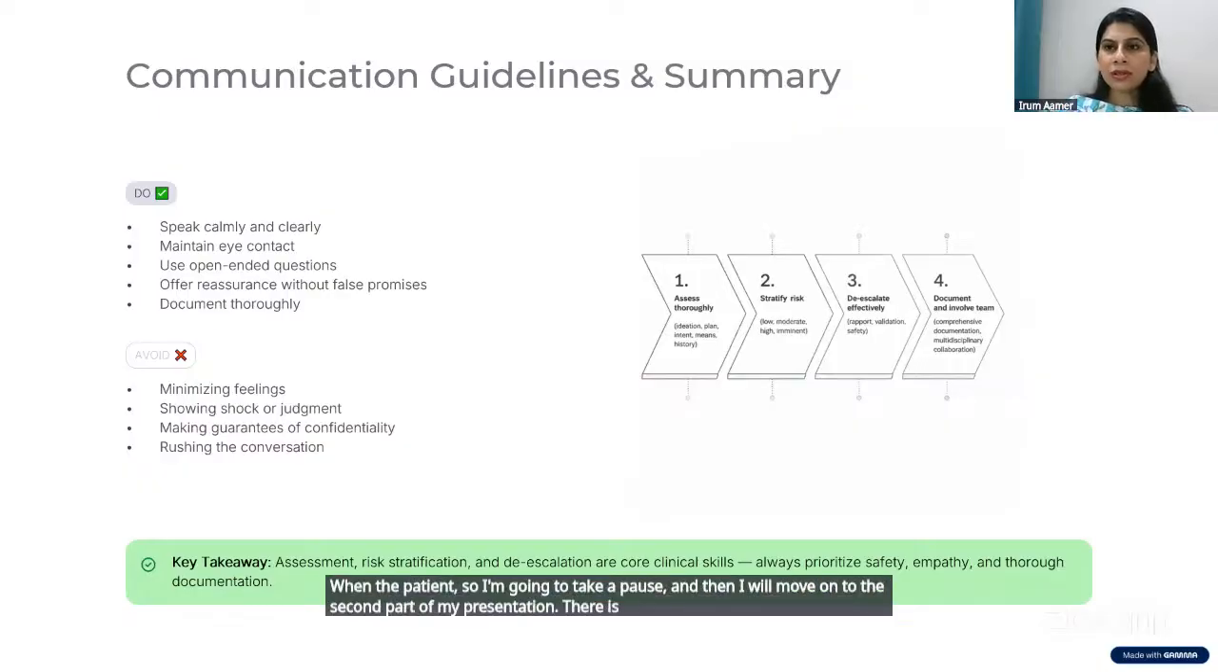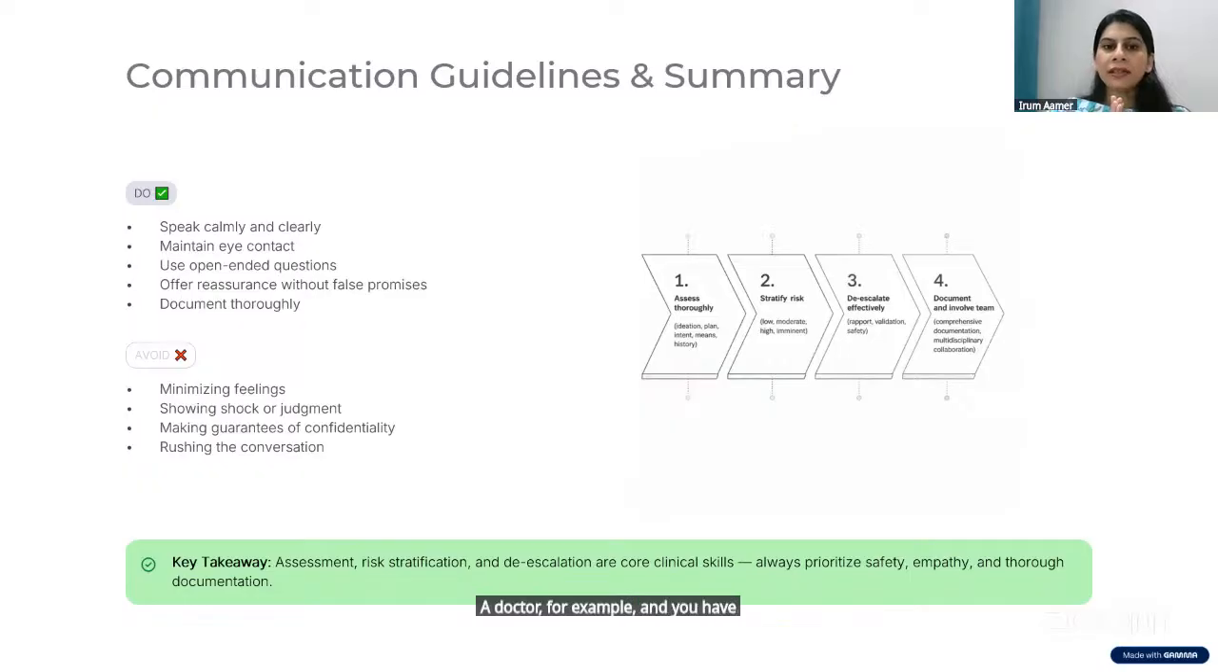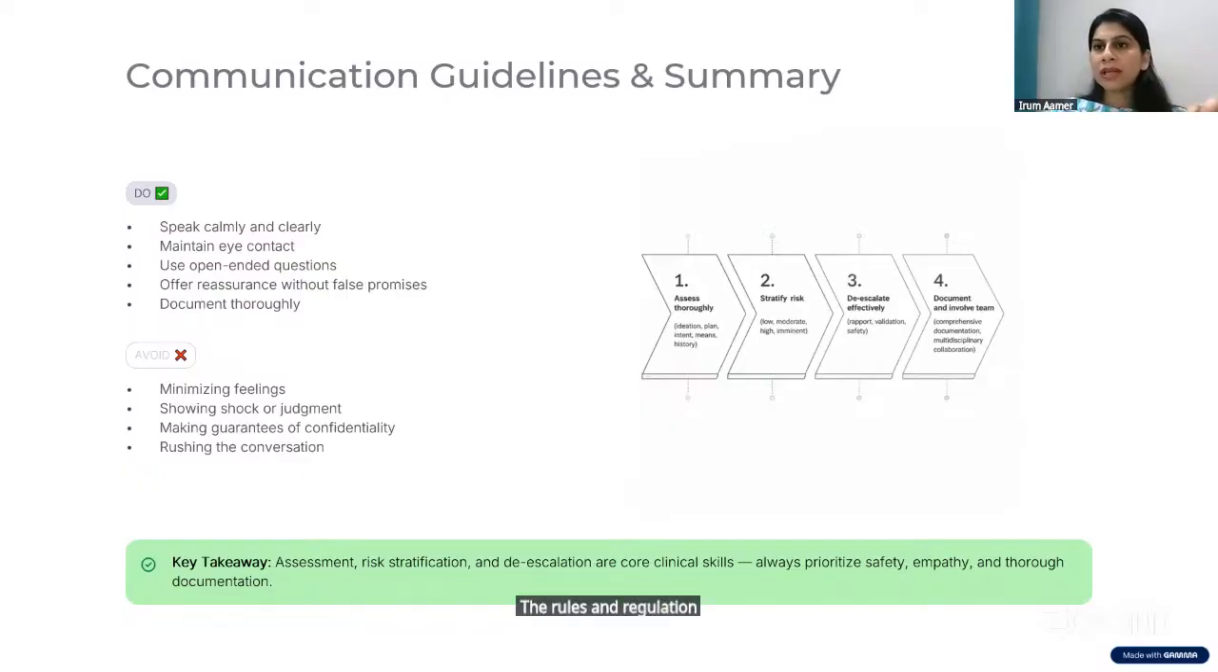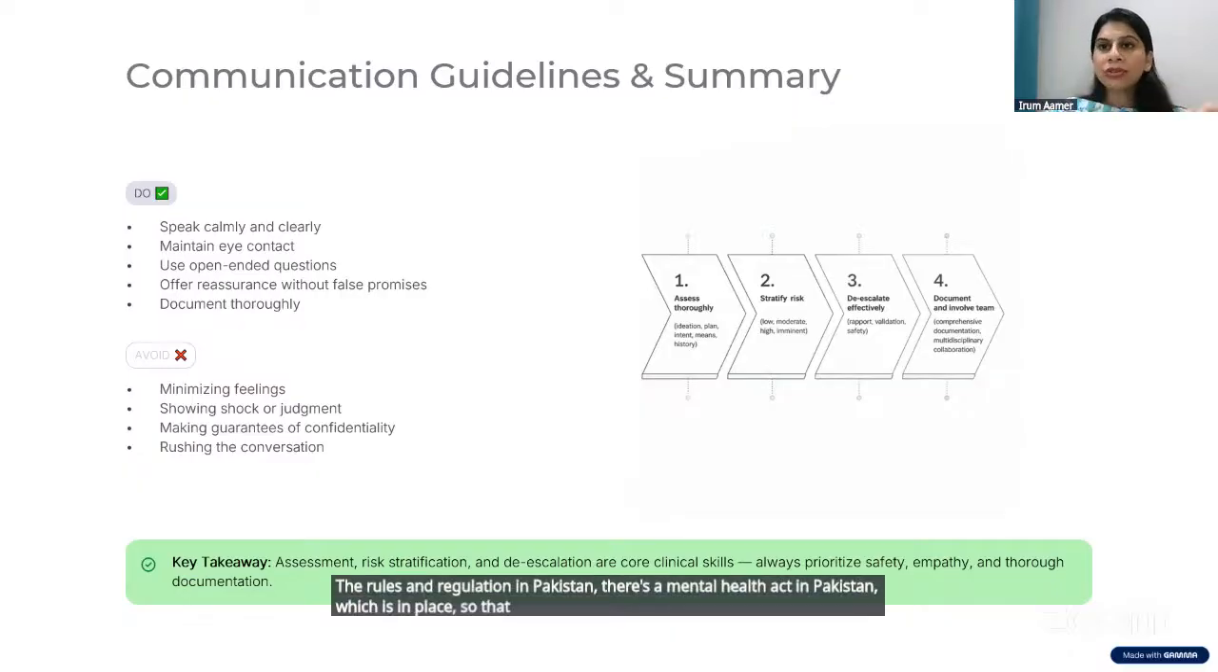There is a question: what exactly do we do when the patient is actually suicidal? In your capacity as a doctor, for example, if you have identified that all four things are there in the assessment, it's a red flag, and we need to admit the patient, even if the patient is not willing. There is a Mental Health Act in Pakistan, so that you can admit the patient involuntarily, even without the will of the patient.